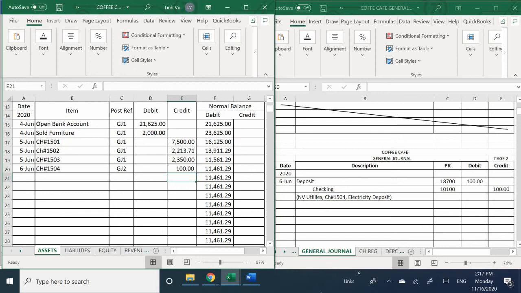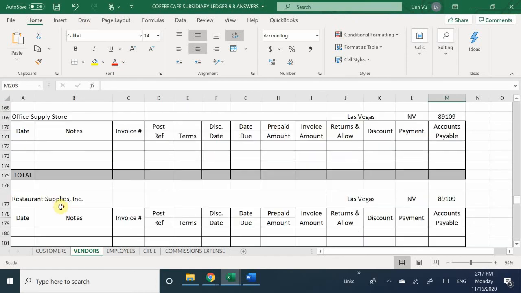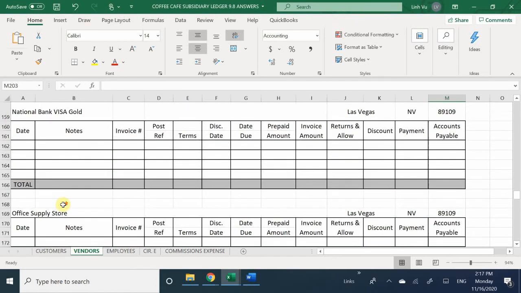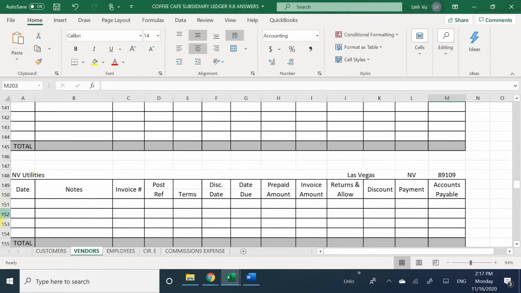Now that I completed my ledger, I can go ahead and complete my subsidiary ledger. So we're dealing with a vendor. This is NV Utilities. Here I am, NV Utilities. Date is 6/6. Notes is this is for electricity.